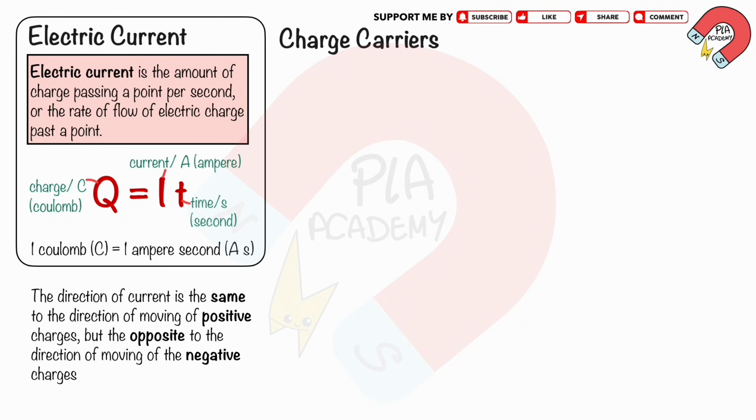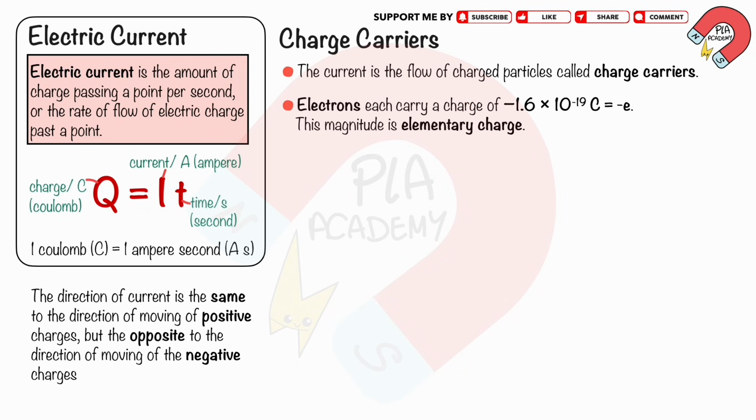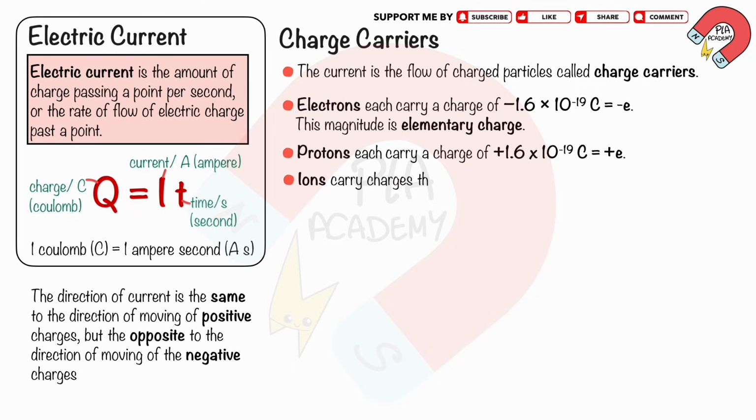Charge carrier. The current is the flow of charged particles called charge carriers. Electrons each carry a tiny negative charge of approximately negative 1.6 times 10 power negative 19 coulombs. This charge is represented by negative e. The magnitude of the charge is known as the elementary charge. Protons are positively charged, with a charge positive e. This is equal and opposite to that of an electron. Ions carry charges that are integer multiples of positive e and negative e.